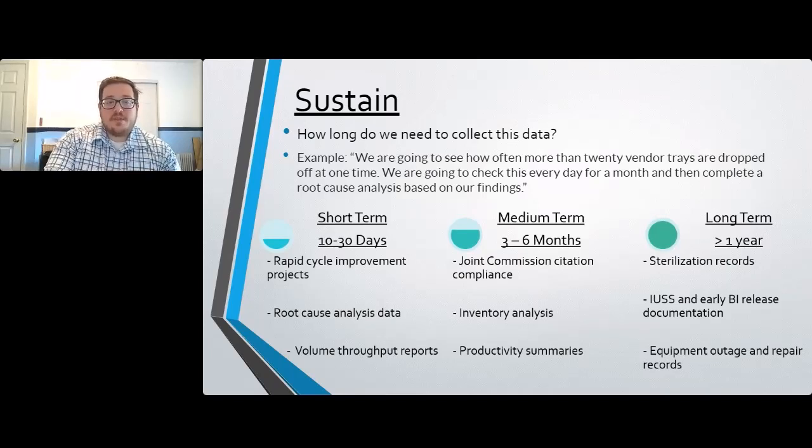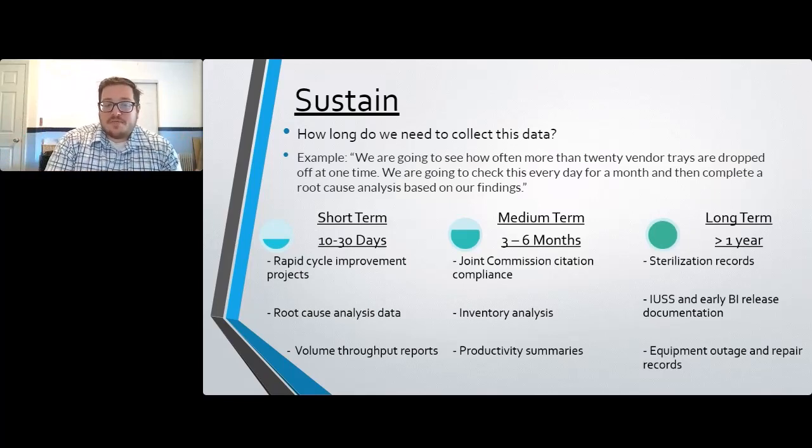Next, you may have medium-term, which is Joint Commission citation compliance. So if you have something where you need to show compliance for 4 months, you may need to show it for 30, inventory analysis, because there's going to be some ebb and flow. Collecting data on the 1 month that Dr. Wall is on sabbatical is not going to give you accurate data. You need to stretch that out.